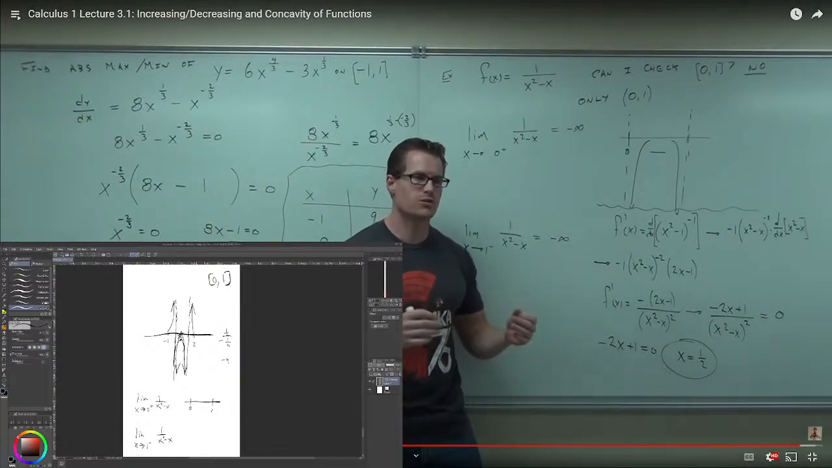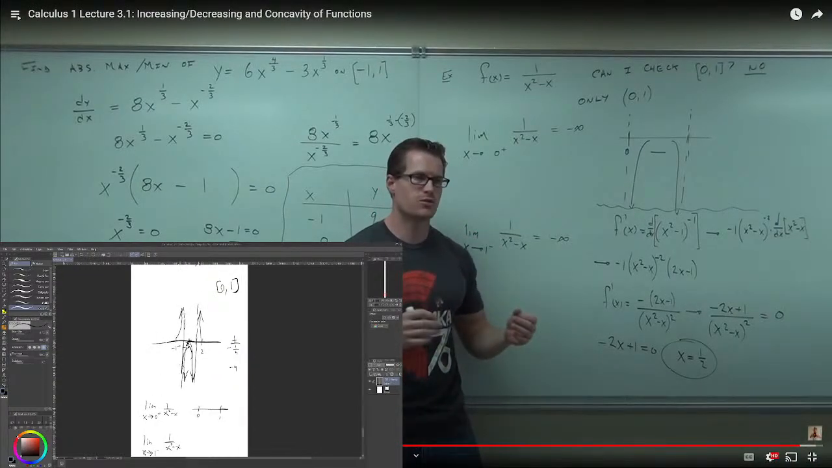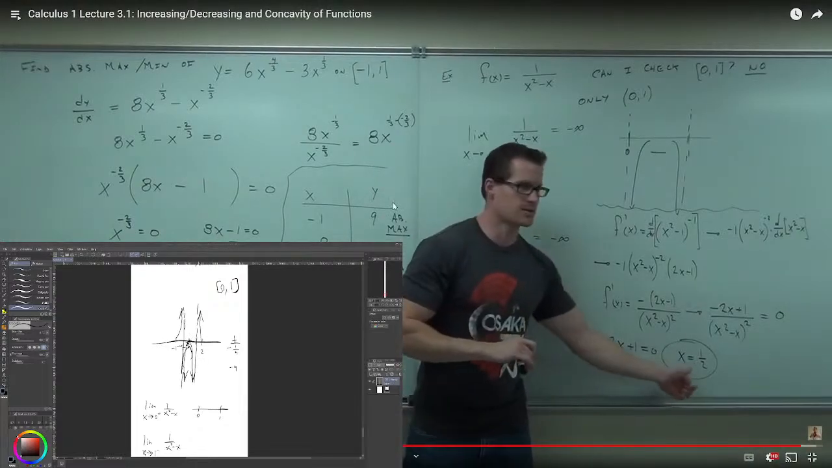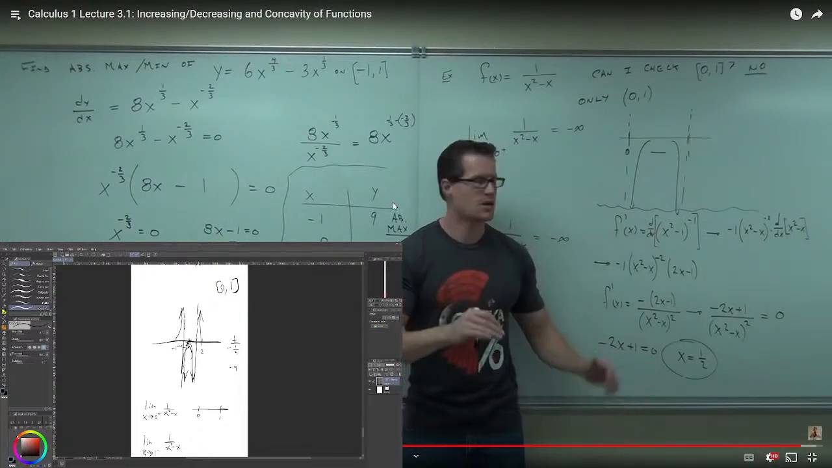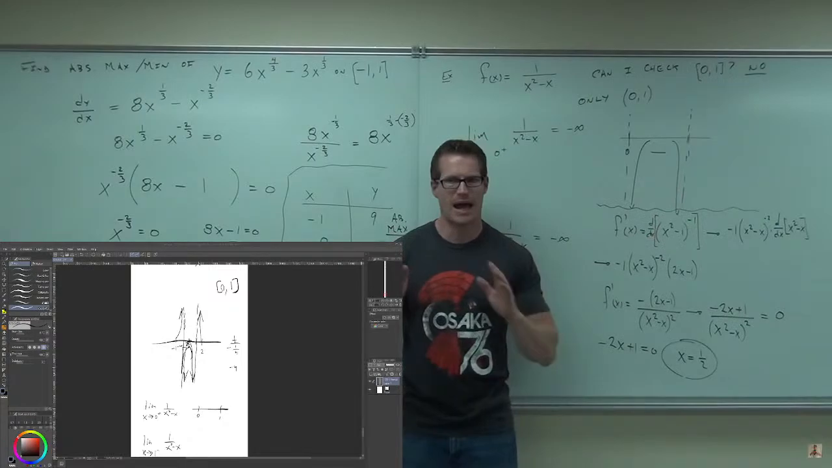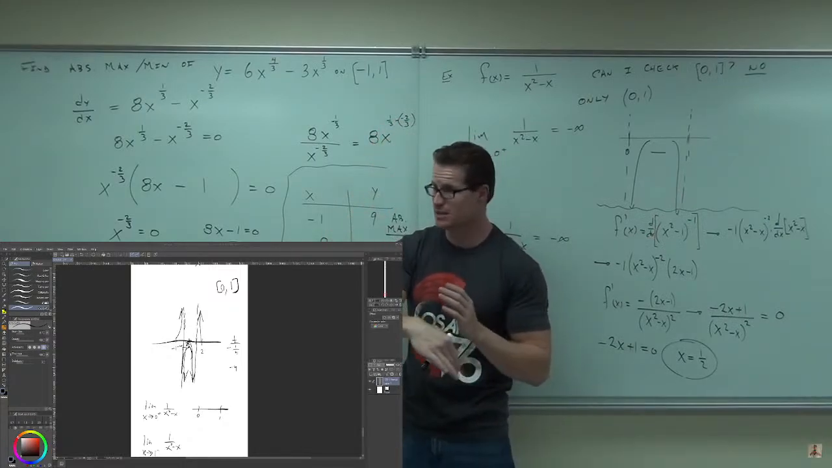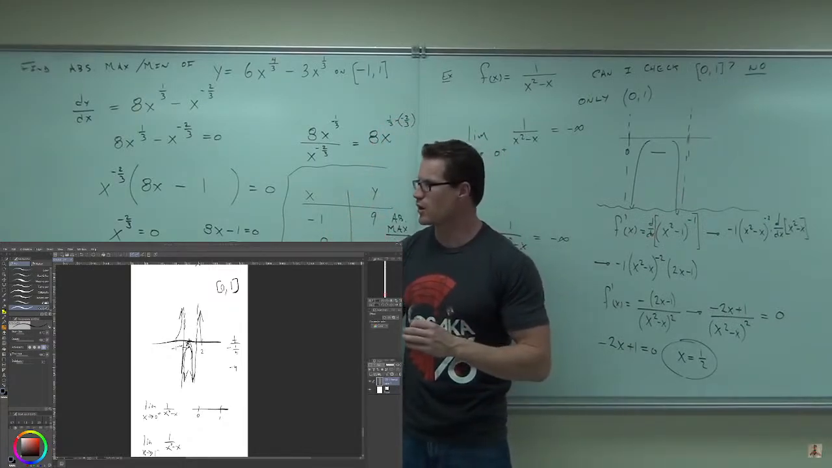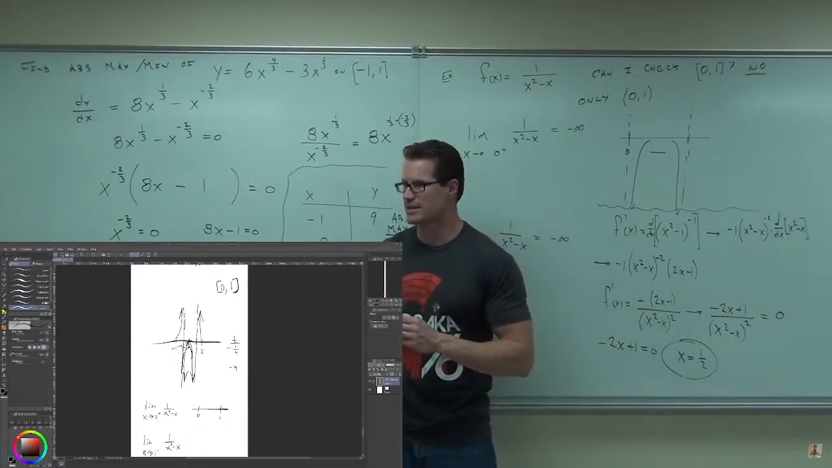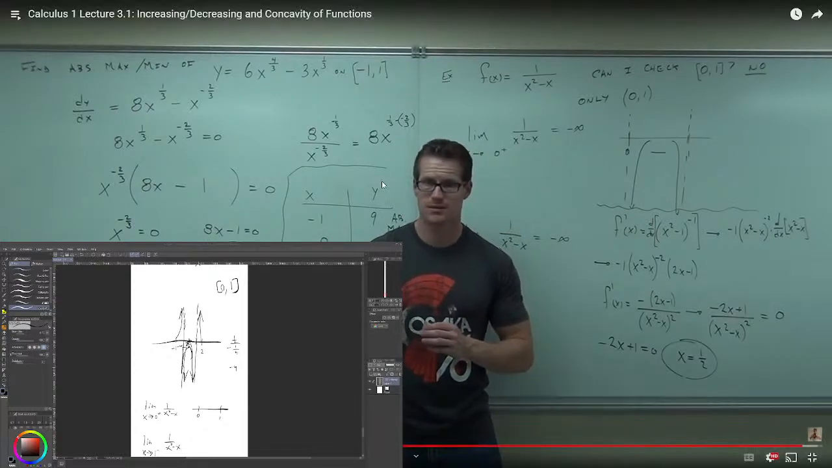So all you've got to do with this, since you know it's going down forever, you know for certain that is going to be an absolute max. It's continuous. This is negative infinity, that's negative infinity. It has to go up, it has to come down since it is continuous. So you just plug in 1/2, whatever value that is, that's an absolute max.